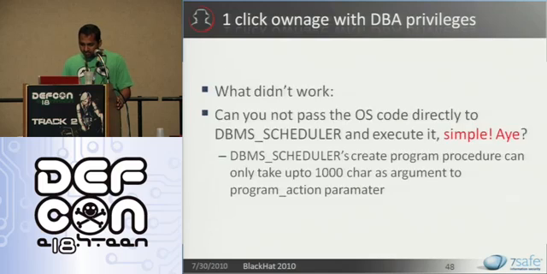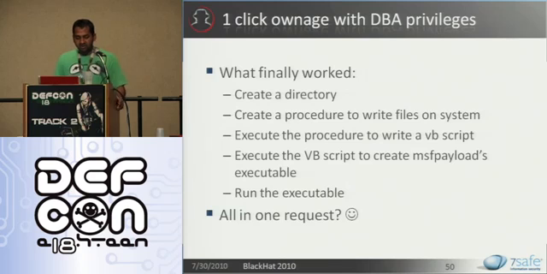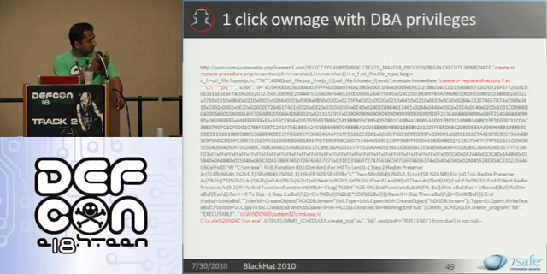Okay, sorry, the slides are the other way around. So what finally worked is we created a directory. Within the directory, we create a procedure to write files on the system by calling utl_file. We execute this procedure to write the VB script which we want to write. We execute the VB script to create the Metasploit executable on the target Oracle database, and then we run this executable, all in one request, and that's how the request looks like. So we are doing quite a few things in one single request.